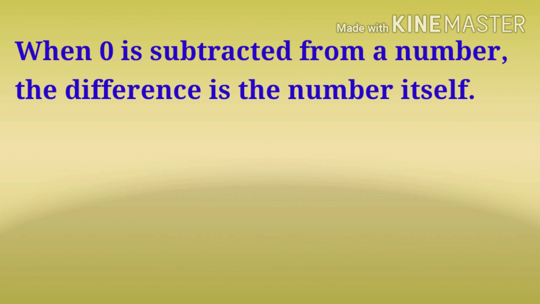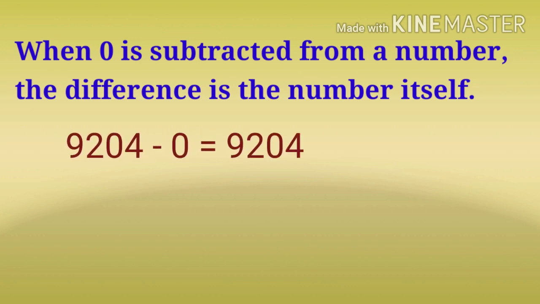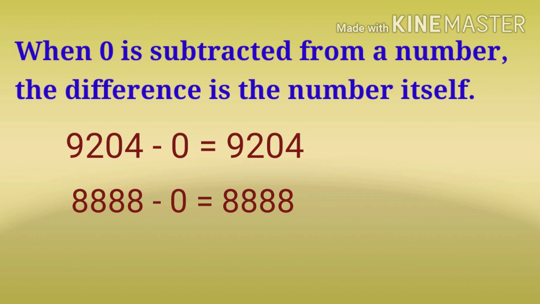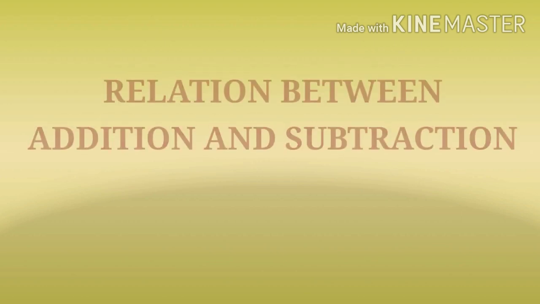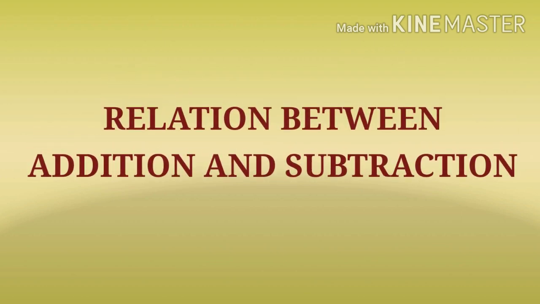For example, 9204 minus 0 is equal to 9204. Next one, 8888 minus 0 is equal to 8888. One more example, 6500 minus 0 is equal to 6500.